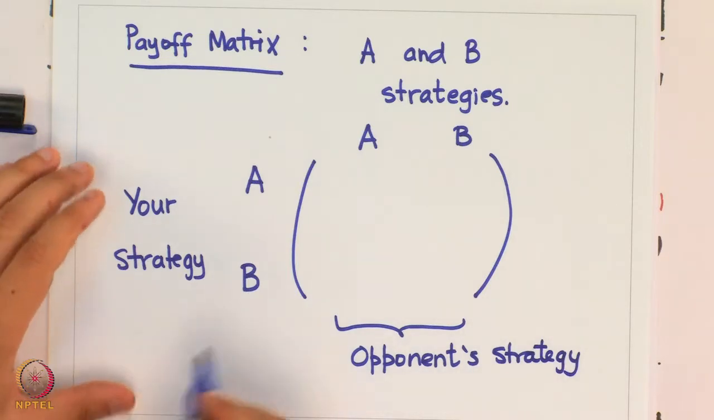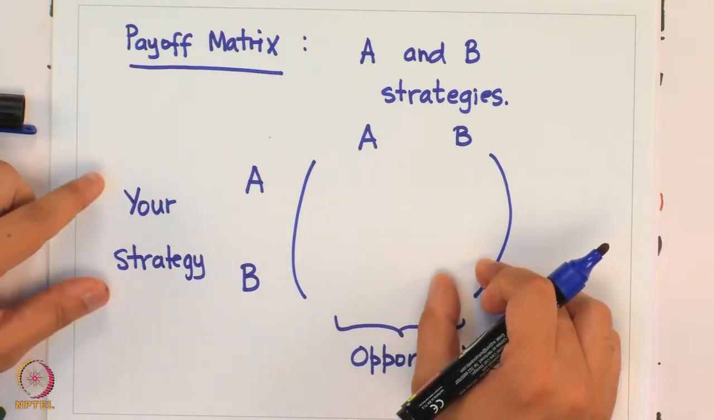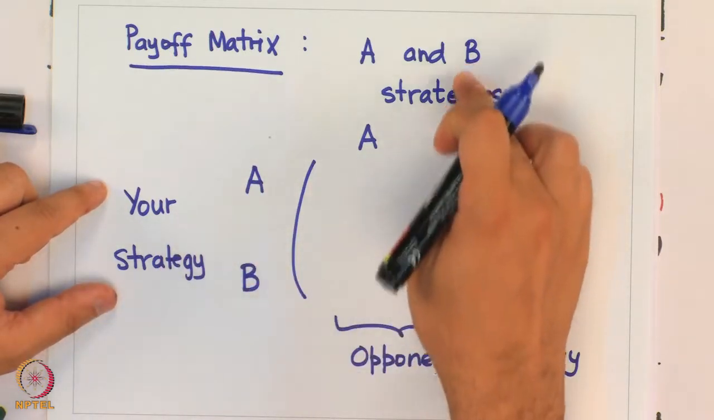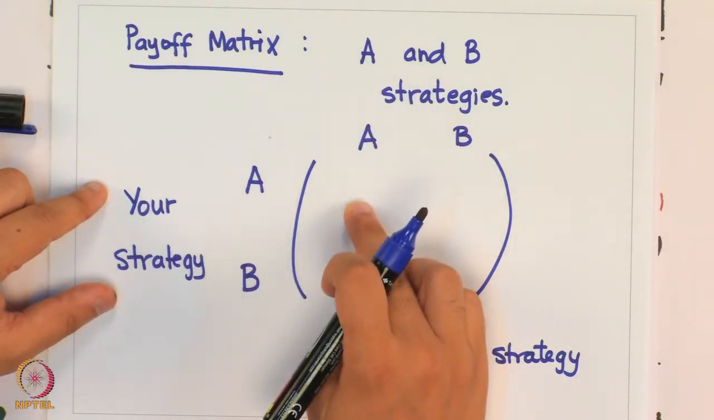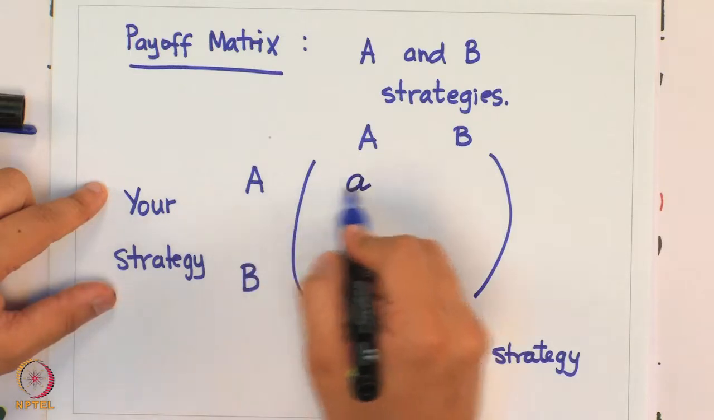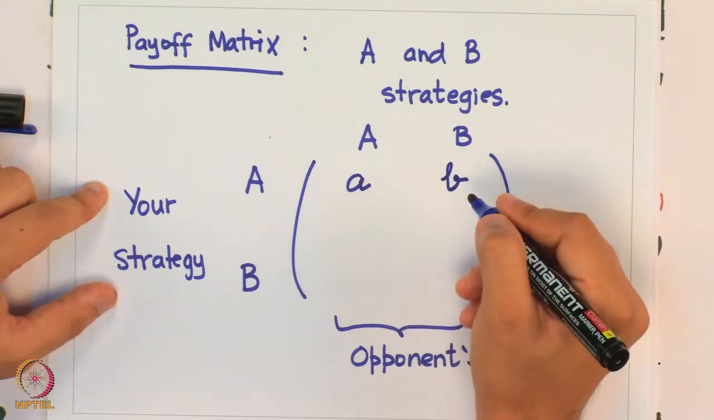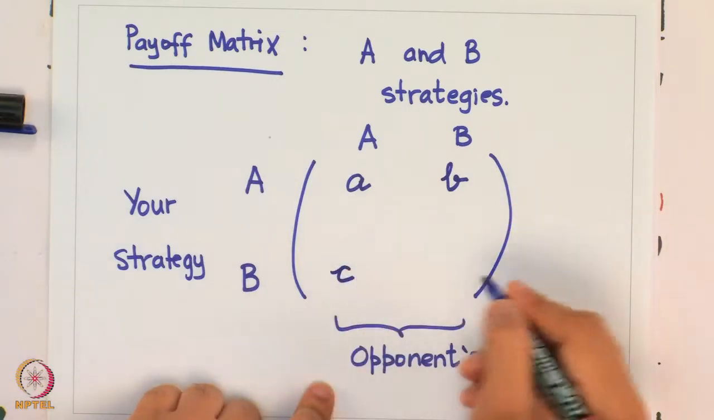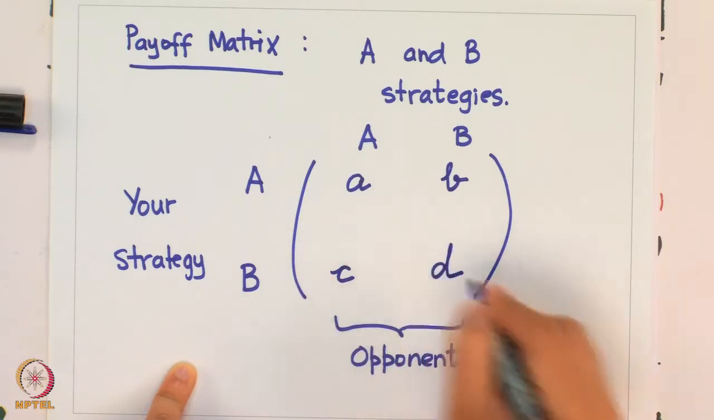The elements of this payoff matrix define what is your payoff, how much do you stand to gain or lose if you were playing the row strategy and the opponent was playing the column strategy. For instance, if you are playing A and the opponent was also playing strategy A, your payoff would be small a. On the other hand, if you were playing strategy A and the opponent was playing strategy B, your payoff would be small b. If you were playing strategy B and the opponent was playing strategy A, then your payoff would be C, and if both of you were playing strategy B, then your payoff would be D.